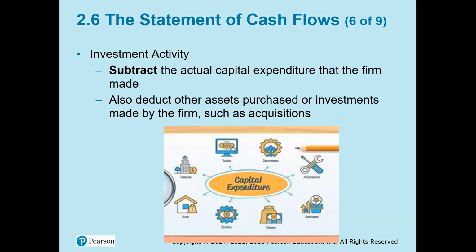In the investment activity section of the statement of cash flow, we focus on subtracting capital expenditures made by the firm or the company. Now, capital expenditures represent investments in long-term assets like equipment or property. So by subtracting these expenditures, we account for the cash used in these investment activities, providing insight into the firm's commitment to its long-term growth.